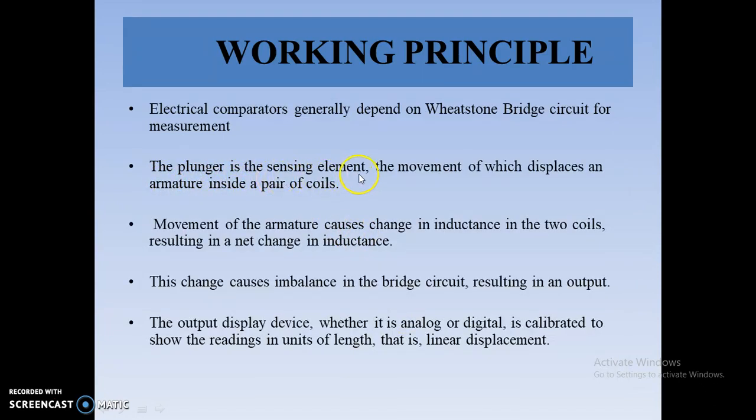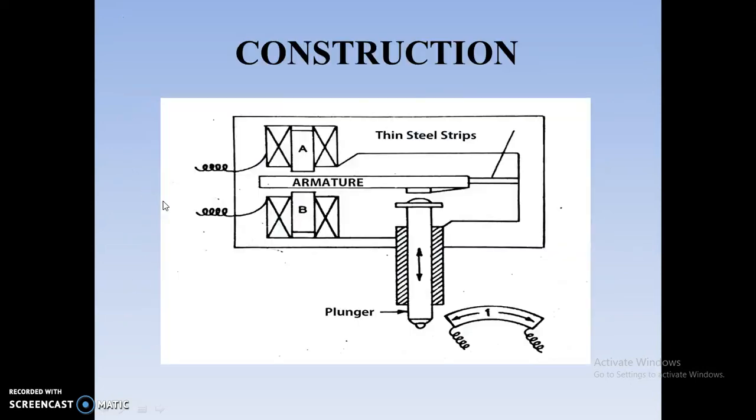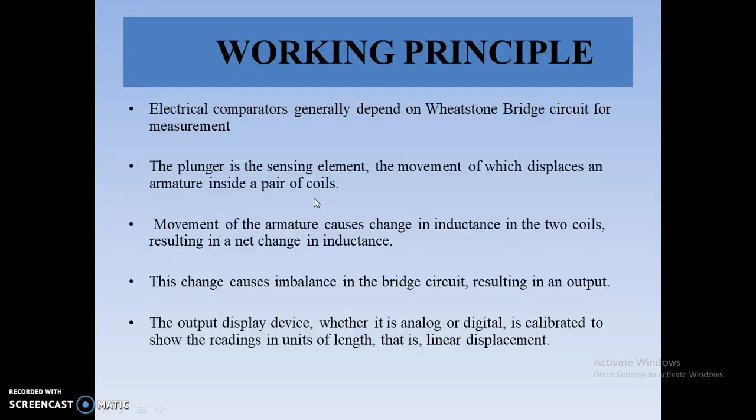Now the plunger is the sensing element in an electrical comparator. Apart from the electrical part, we have a mechanical part. The mechanical part consists of the sensing element, which is the plunger, the movement of which displaces an armature inside a pair of coils. You can see the movement of the plunger here. If this plunger moves, what will it do? It will strike the armature, as a result of which this armature will not be in a balanced condition. That means the armature will either move towards coil A or towards coil B, as a result of which the balanced condition will be disturbed.